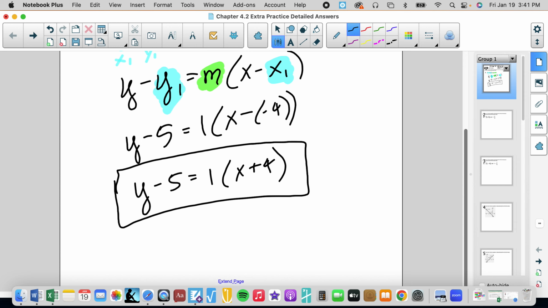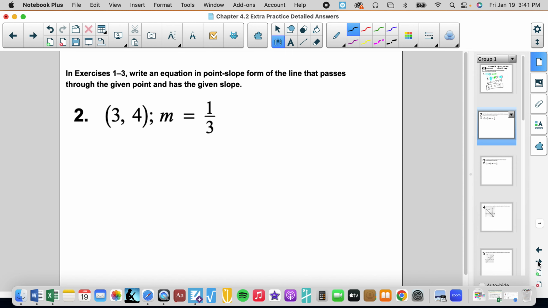It's sort of a placeholder for the slope. You will see some that won't. You'll see some people write y minus 5 equals x plus 4. So six of one, half a dozen of the other. Me, I'm okay with you writing it.